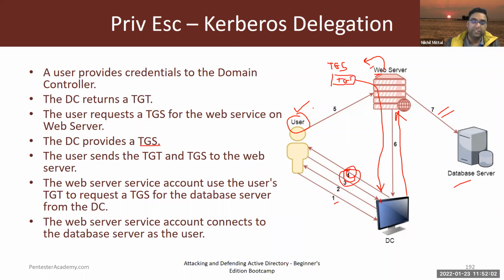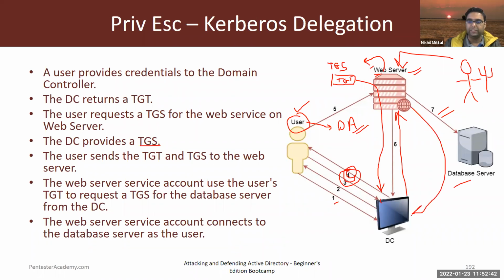And this is obviously dangerous. Why? What if this user is a domain admin? This means that at the end of step 3, the web server will literally have the TGT of the domain admin. That means that if the web server is compromised, the attacker who compromised the web server would be able to extract the TGT of the domain admin and access any resource, including the DC itself.